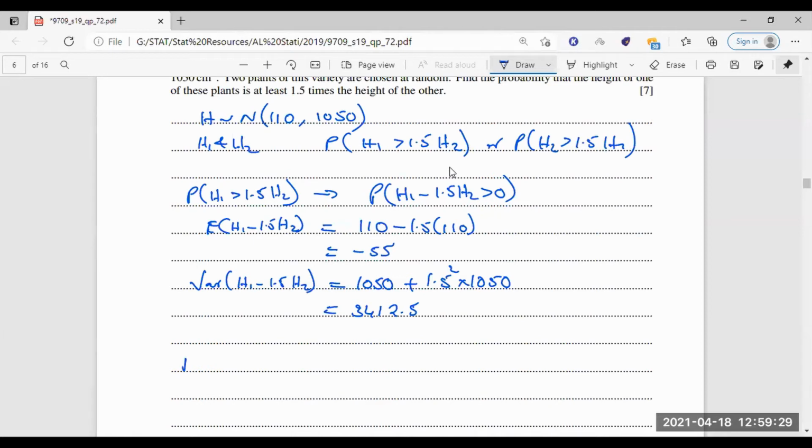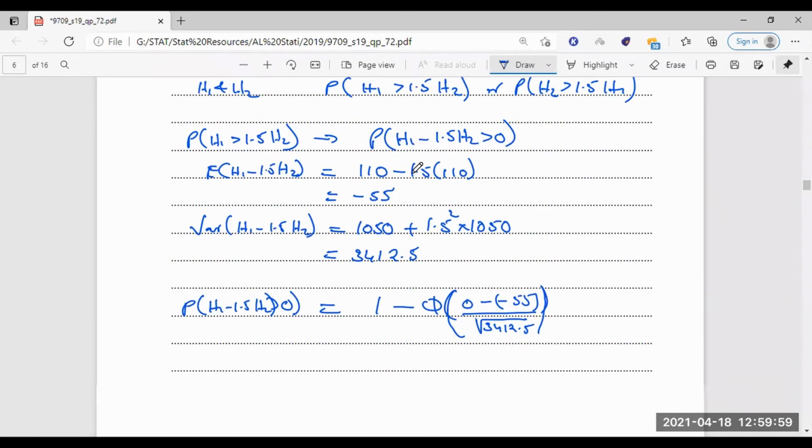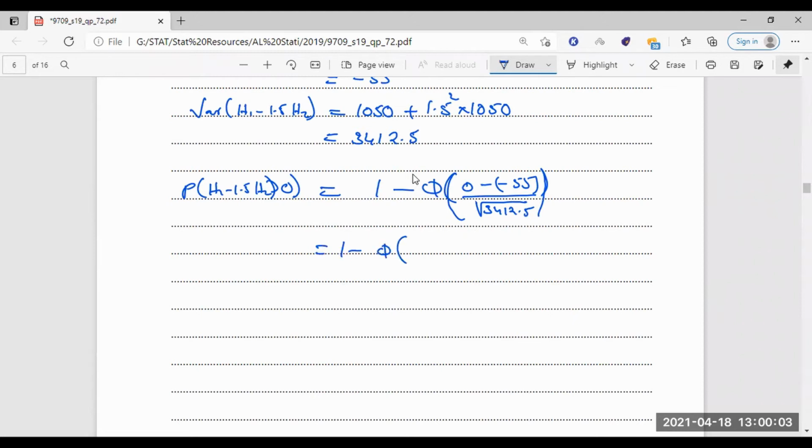Alright, so let's get into the probability that H1 minus 1.5 H2 is greater than 0. That is equal to 1 minus phi of 0 minus minus 55 over the root of 3412.5. That is equal to 1 minus phi of 0.942, which is equal to 1 minus 0.8269. That will give you 0.1731. That's the probability of H1 minus 1.5 H2 greater than 0.